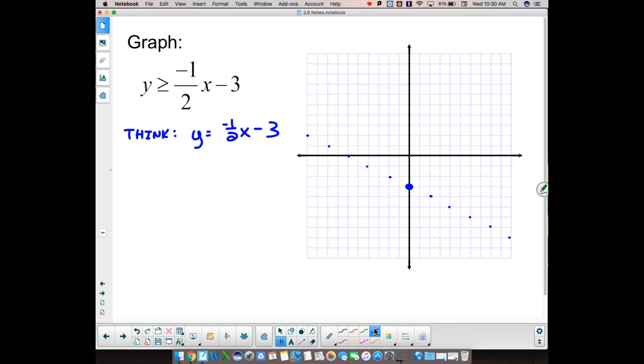Okay. Now, I am not going to draw in my line just yet. I first have to determine if my line is going to be solid or dashed. Which one is it going to be? Solid, because I'm looking here at the equals component. Okay. I look at that inequality. That gives me a solid line, so I'm going to draw in a solid line.